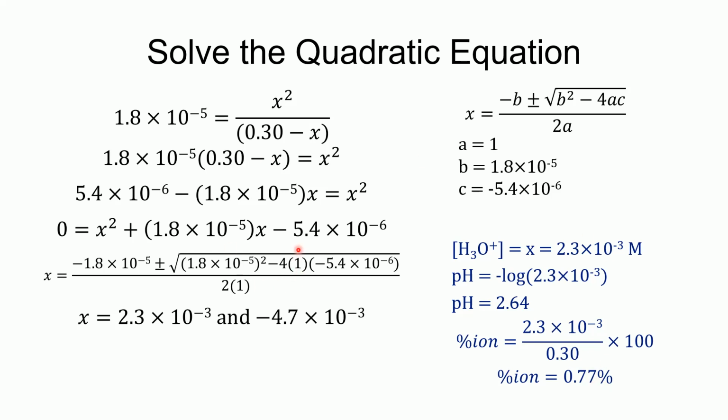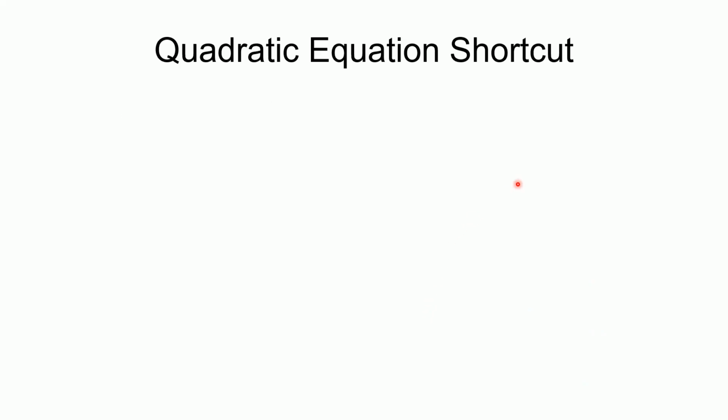Now, using the quadratic formula is perfectly fine. You just need to be meticulous about it to make sure that you don't make any mistakes. However, we have a shortcut. And chemists, we always love to have shortcuts and ways to solve things that are a little bit easier. So I'm going to show you the shortcut. Our quadratic equation shortcut is this.